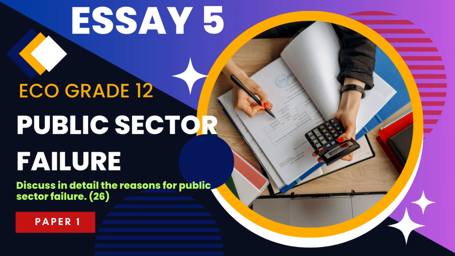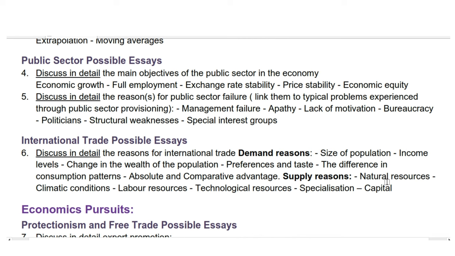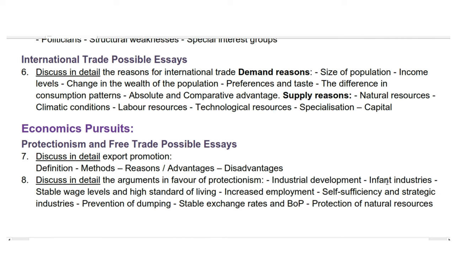Essay 5. Discuss in detail the reasons for public sector failure, link them to typical problems experienced through public sector provisioning. A. Management failure. B. Apathy. C. Lack of motivation. D. Bureaucracy. E. Politicians. F. Structural weaknesses. G. Special interest groups. Lastly, under international trade, we have one possible essay and it's the sixth one on our list.